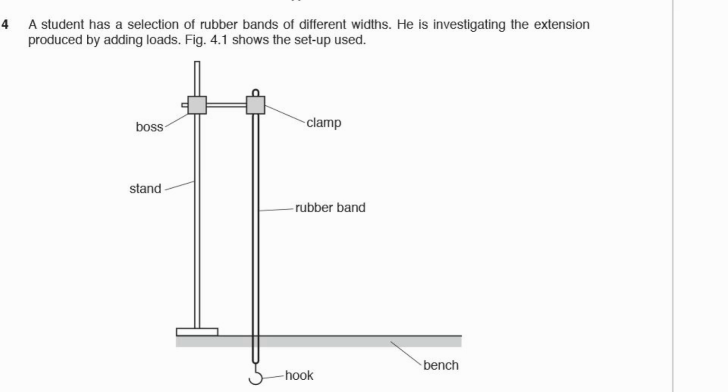Question number 4. A student has a selection of rubber bands of different widths. He is investigating the extension produced by adding loads. Figure 4.1 shows the setup used. So there we go, we can see we've got a clamp, boss and stand, and we've got a rubber band with a hook hanging off it over the edge of a bench.